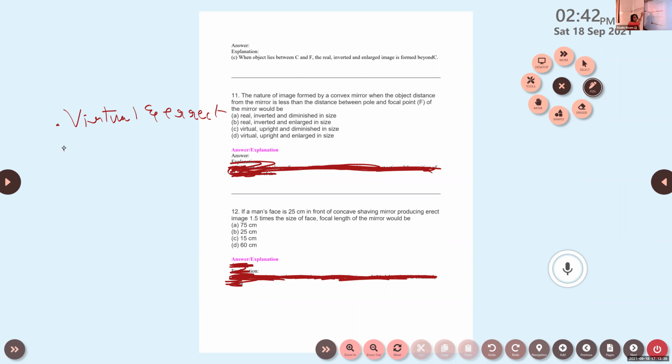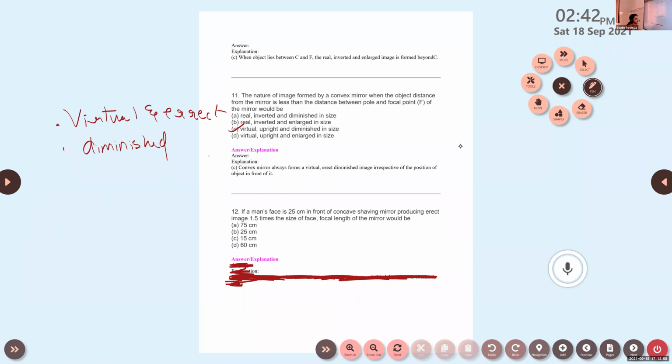It's diminished in nature. If you are using a convex mirror, we have only two possible cases: object at infinity, and object anywhere between pole and infinity. In both cases, we get a virtual and erect image, and the image formed will be diminished or point sized in nature. So option C is right.